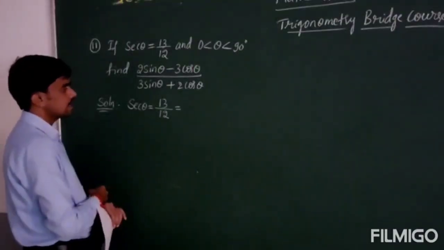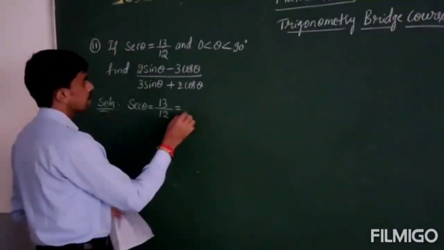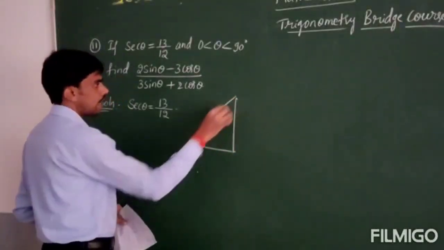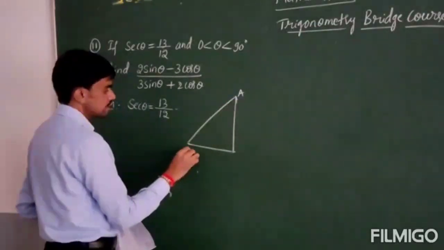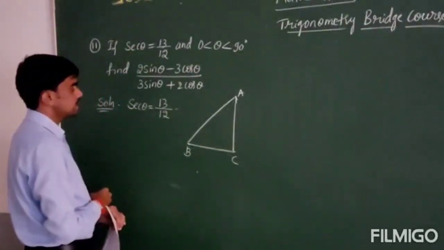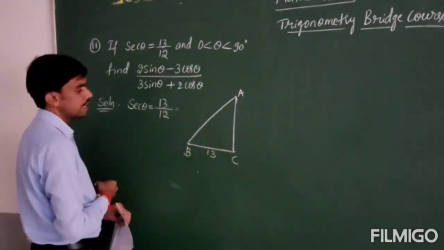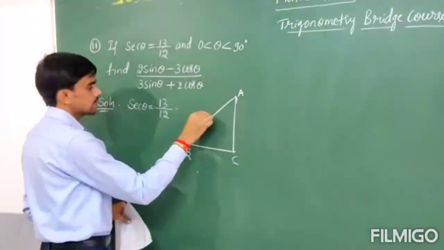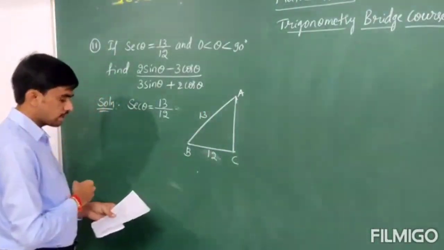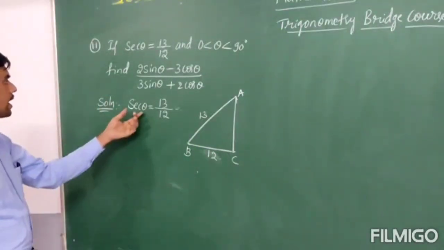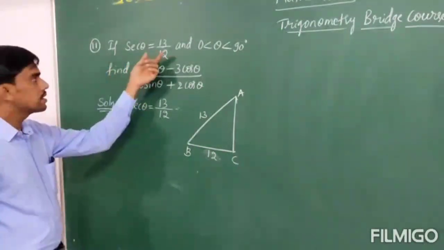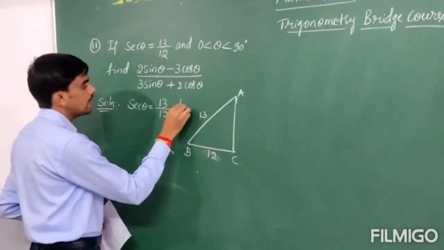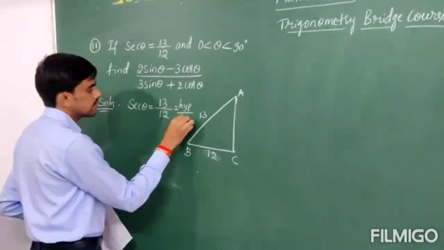Secant theta is 13 by 12 means what? We use a right angle triangle. Secant theta is hypotenuse divided by adjacent side. So secant theta is equal to 13 by 12, hypotenuse divided by adjacent side.